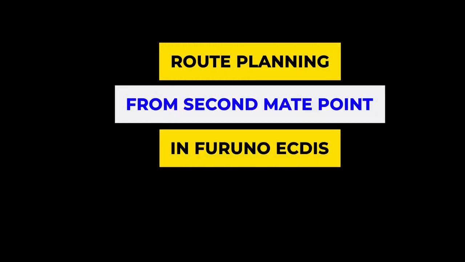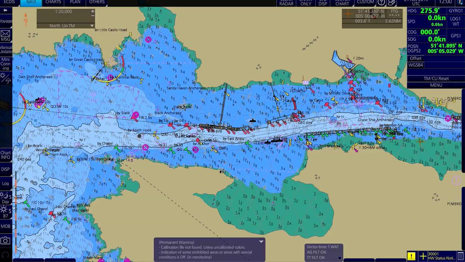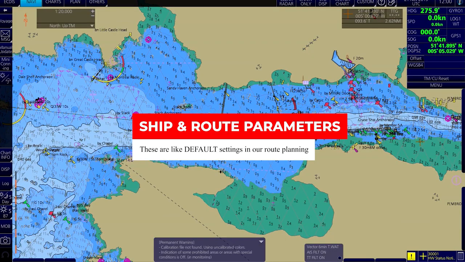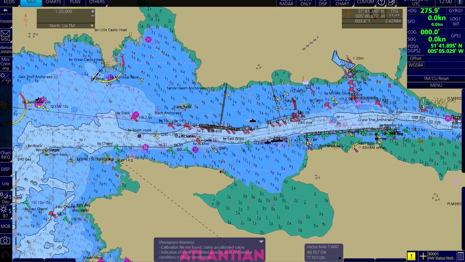So hello guys, welcome. In this video I'm going to show you how to do route planning in Furuno ECDIS in detail. Before drawing my route lines, what I normally do is adjust my ship and route parameter values. To enter the ship and route parameter values, on the right side of the screen you can see there is a menu button. You have to press that and from there we can enter our ship's parameter values.